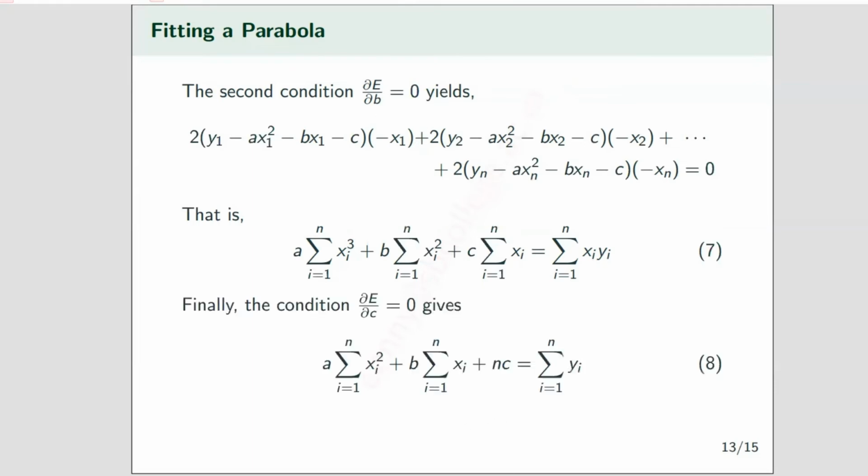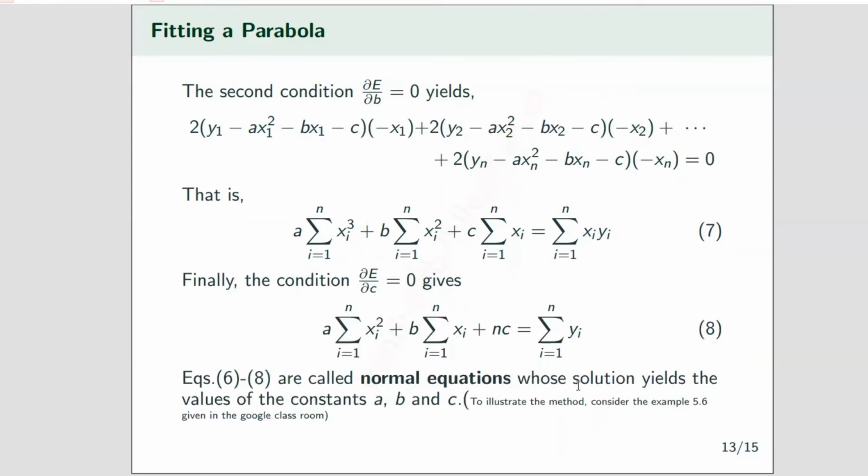And that is this equation: a into sigma i equal to 1 to n xi square plus b into sigma i equal to 1 to n xi plus nc equal to sigma i equal to 1 to n yi. So equations 6, 7, and 8 together form the normal equations. Solving these three equations, we get the constants a, b, and c, and supplying these values in the equation y equal to ax square plus bx plus c, we get the equation for a parabola, and we are going to fit a parabola to the set of data.